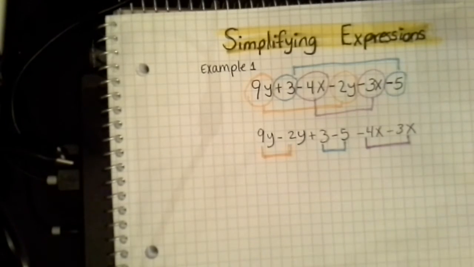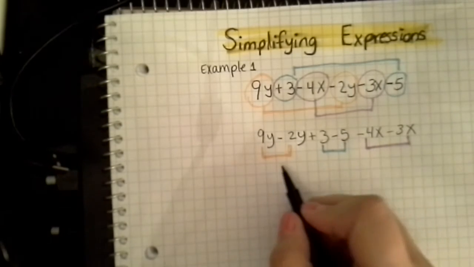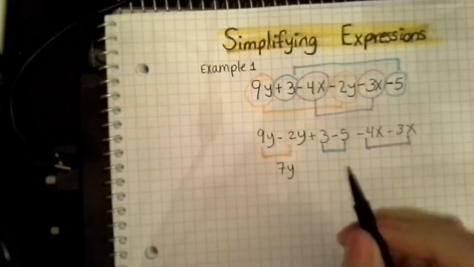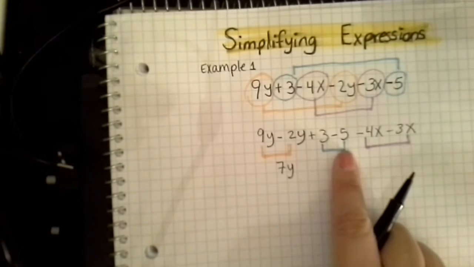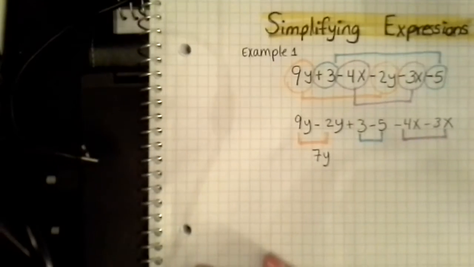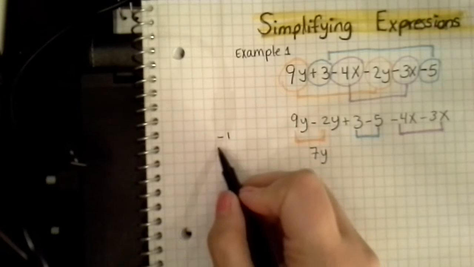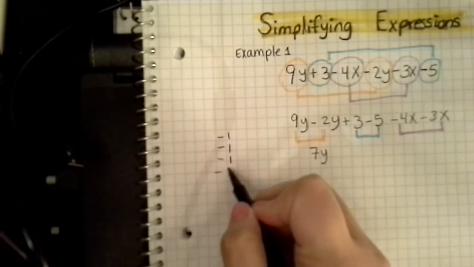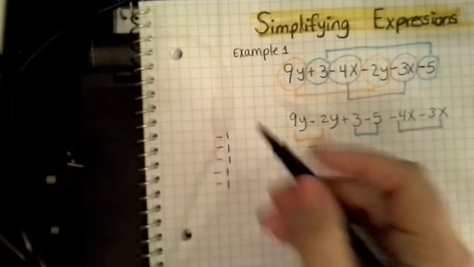Looking at this, 9y minus 2y becomes 7y. It's really 9 minus 2. Here, 3 minus 5, well, I have more negatives than I do positives. If I match this to the side, I have 5 negatives: 1, 2, 3, 4, 5. And I have 3 positives.